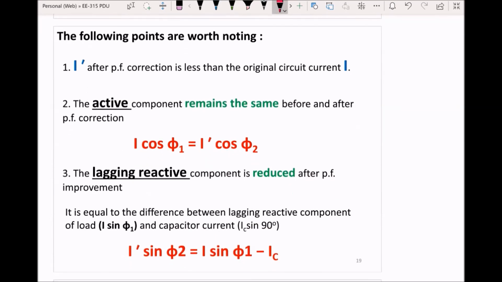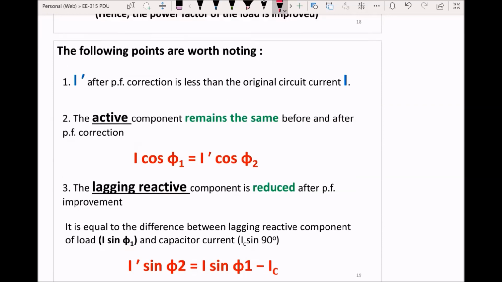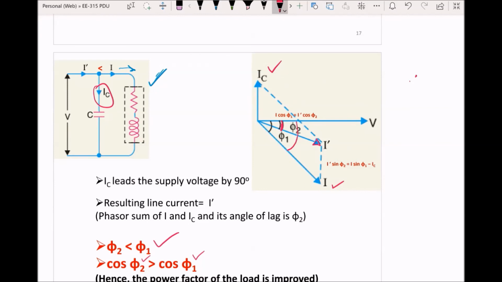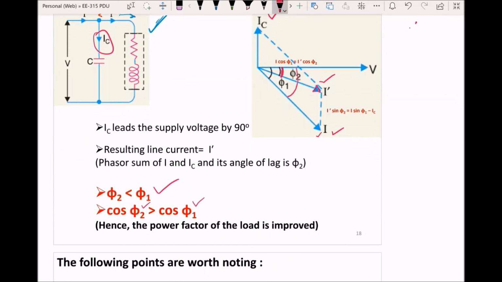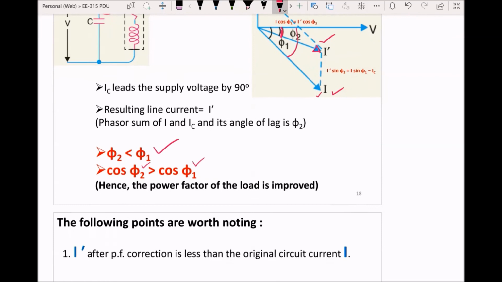Now, from the illustration in the previous slide, the following points are worth noting. First of all, the magnitude of the resultant current I dash is lesser than the previous load current I. If you look here, the magnitude of this phasor is lesser than I. That means with lesser current there will be lesser losses.